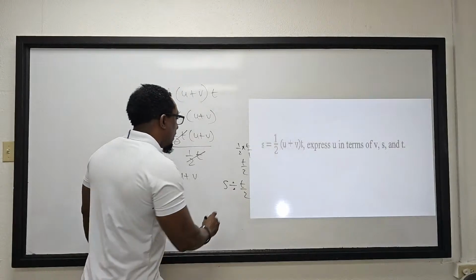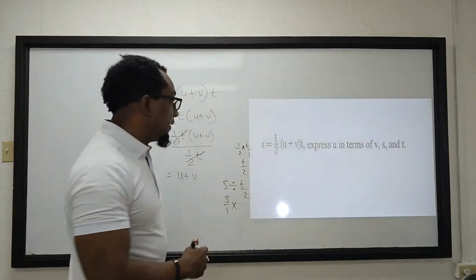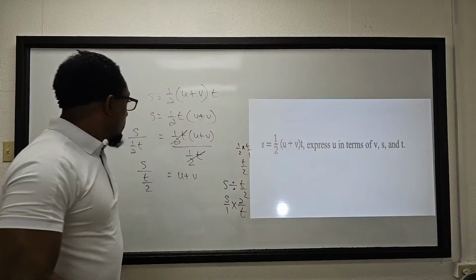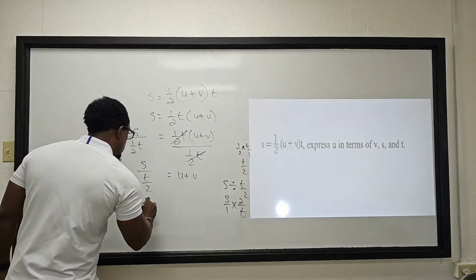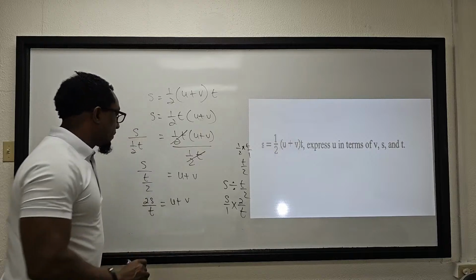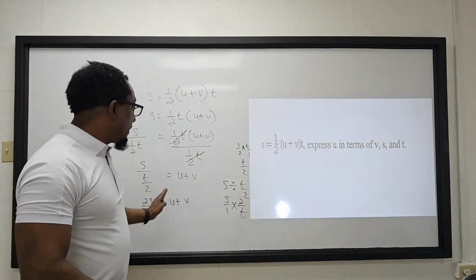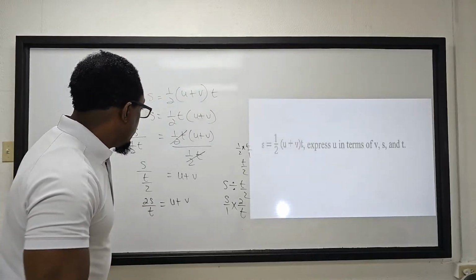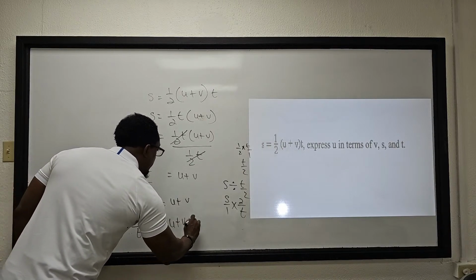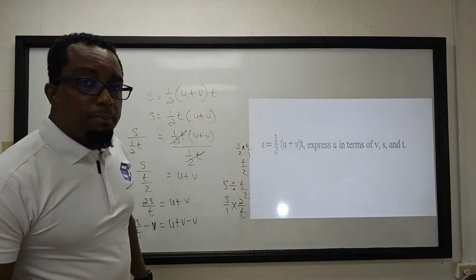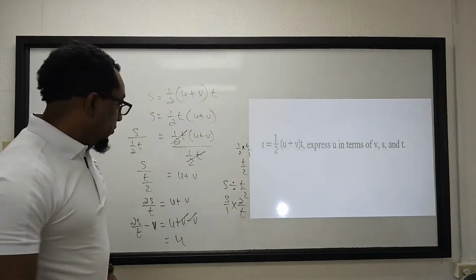And we know that when dividing fractions, we change our division to a multiplication sign, and we invert the second fraction to become 2 over T. So we can express S over T over 2 as 2S all over T is equal to U plus V. Therefore, to make U the subject, we now have to remove V. So we subtract V from both sides: 2S all over T, subtract V, and U plus V, subtract V, leaving U equal to 2S all over T, subtract V.